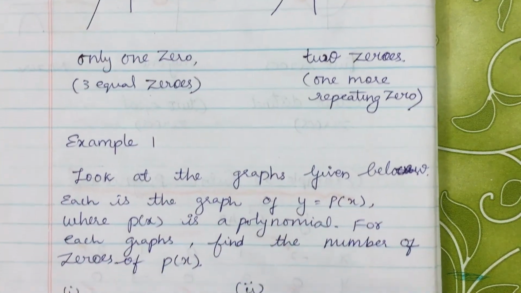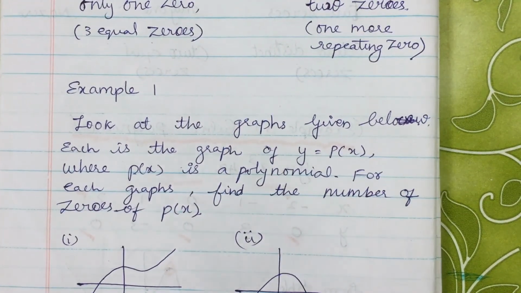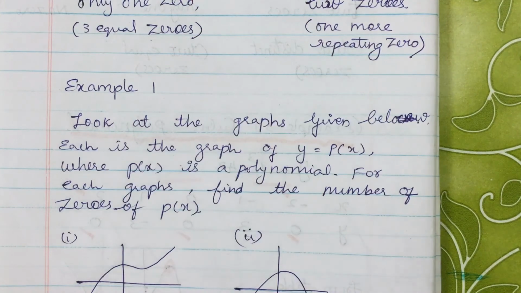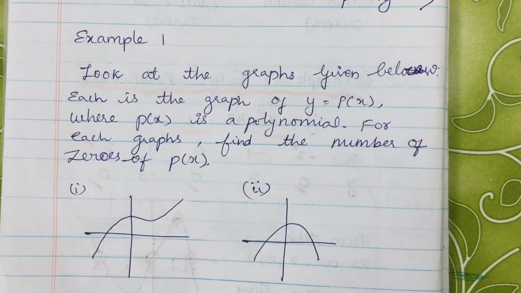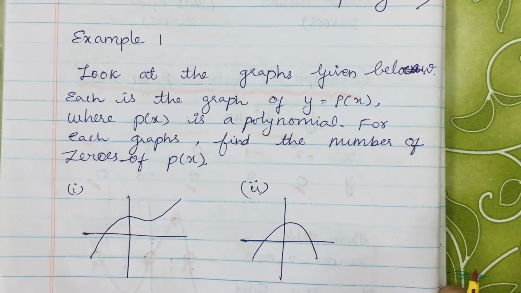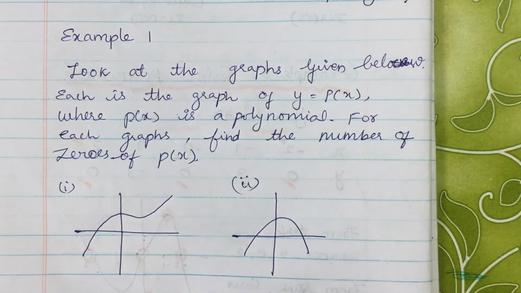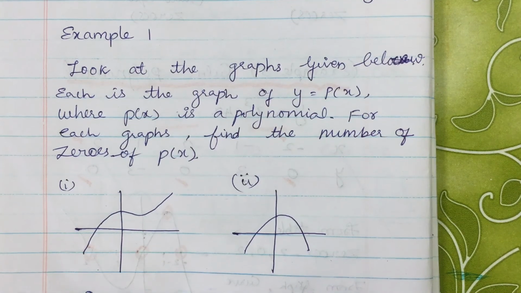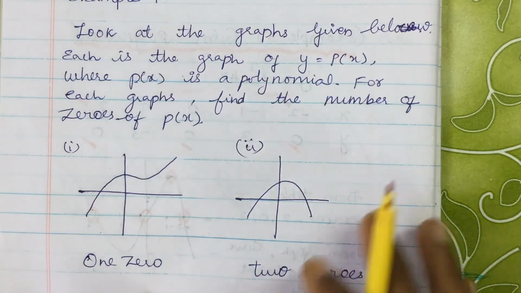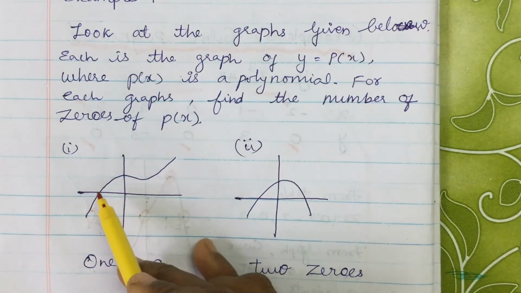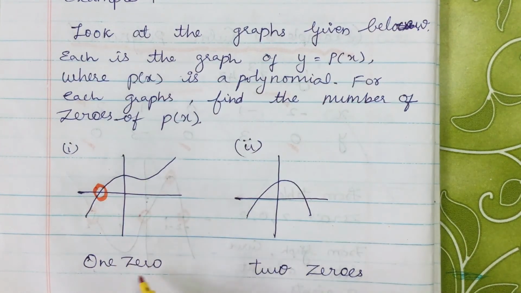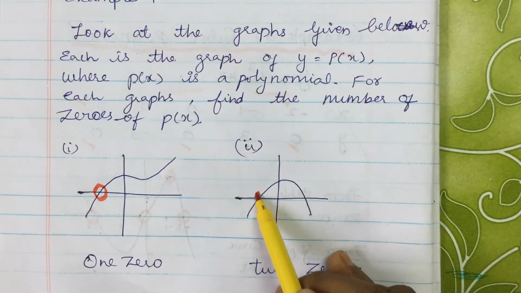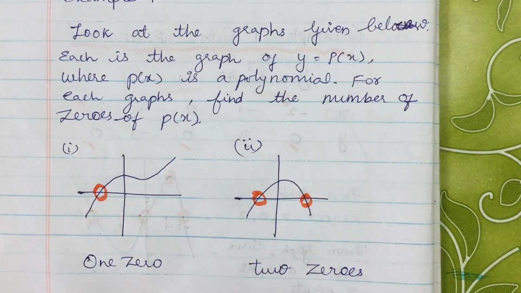So coming to the actual example, look at the graphs given below. Each is the graph of y is equal to p of x, where p of x is a polynomial. Find the number of zeros of p of x, right? So first one, this is the graph given in your textbook. You can observe it is cutting the x-axis at only 1 point, so we will have 1 zero. Here it is cutting the x-axis at 2 points, so we will have 2 zeros.